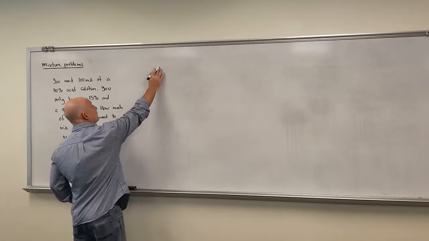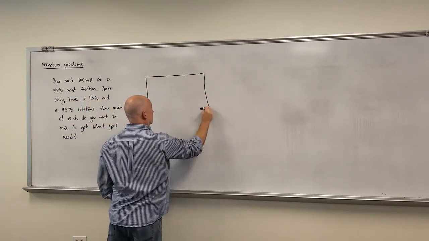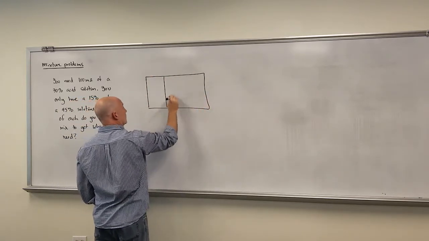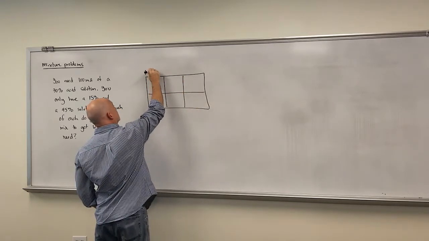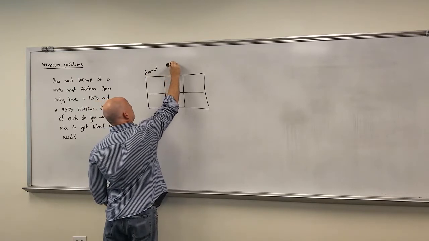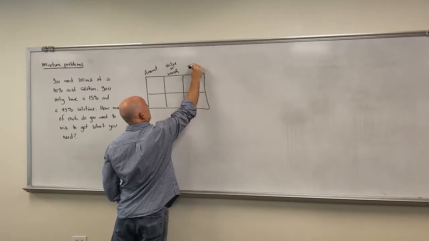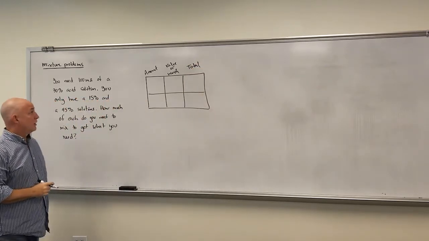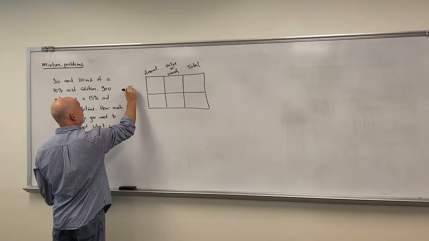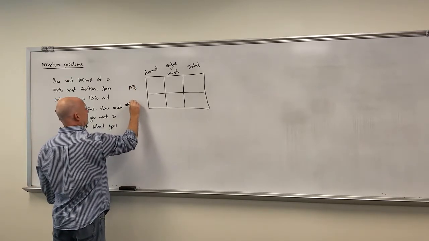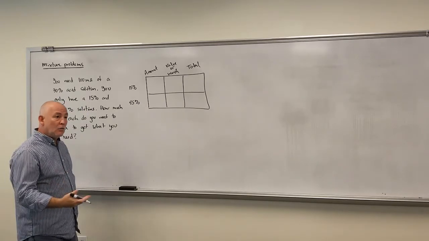Same way as our first table. Let's see. We have an amount. We have a value or worth. And then we have a total. Again, we have to figure out what the total is that we're talking about here. Now we're mixing two different solutions. What are we mixing? We're mixing a 15% solution and a 45% solution. So let's see if we can start filling out our table and figure out what everything is.